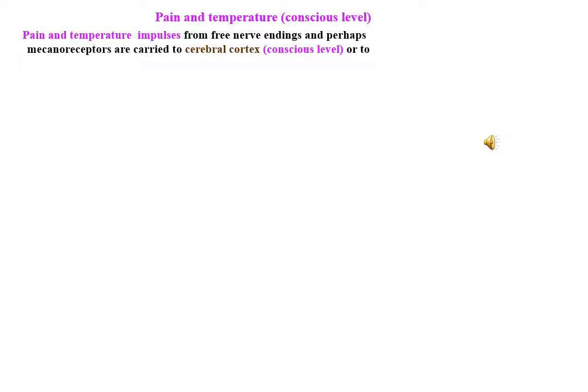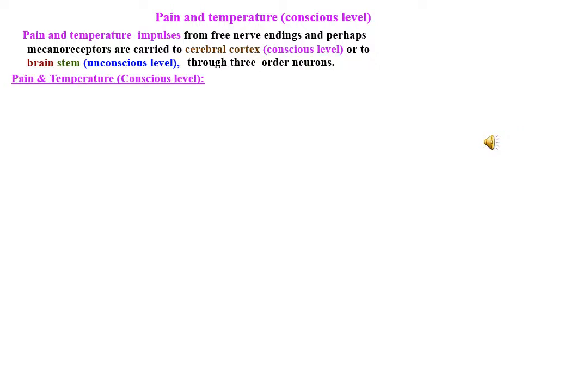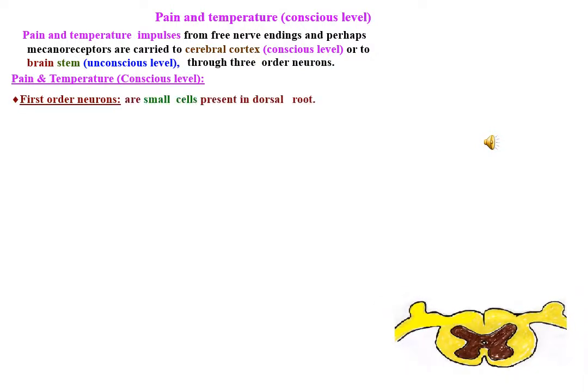Pain and temperature pathway. Pain and temperature impulses from free nerve endings and perhaps mechanoreceptors are carried to the cerebral cortex, conscious level, or to the brain stem, unconscious level, through three-order neurons. Pain and temperature, conscious level. The first-order neurons are small cells present in the dorsal root ganglia.